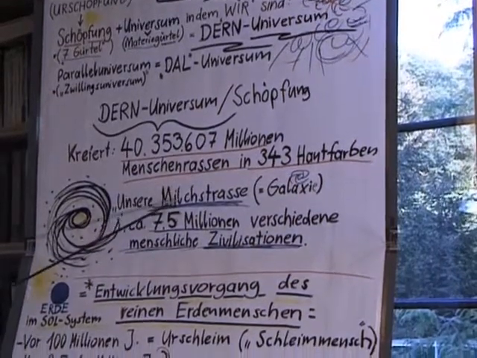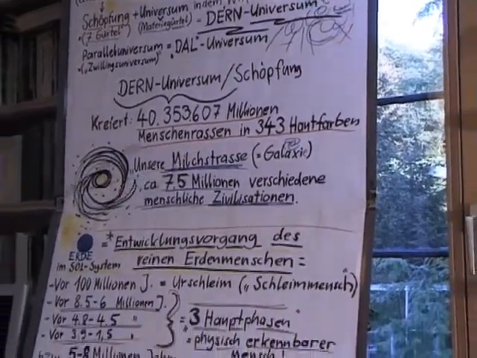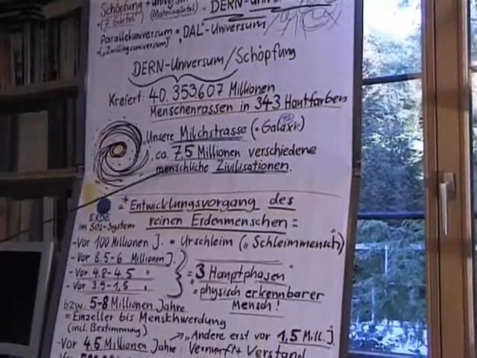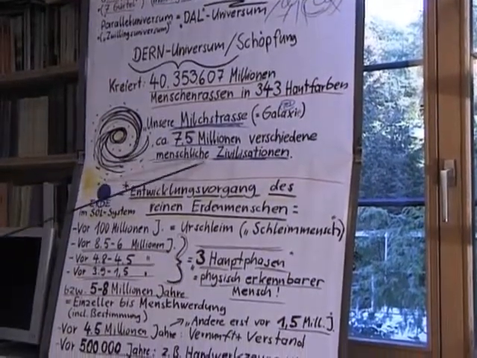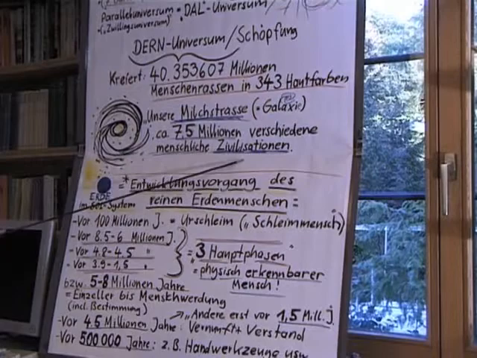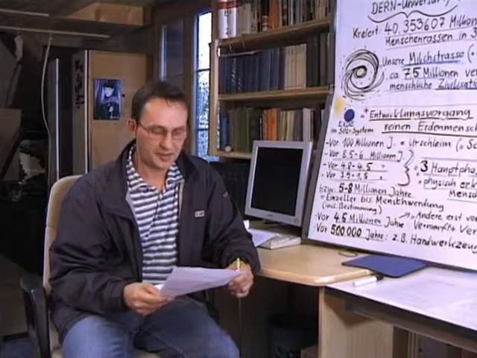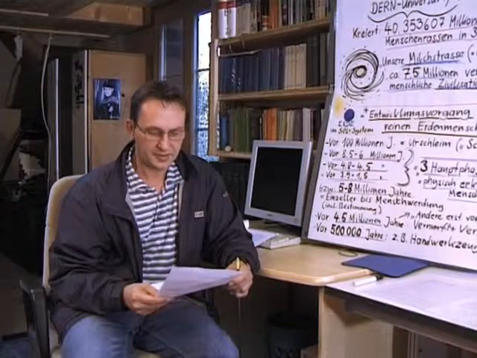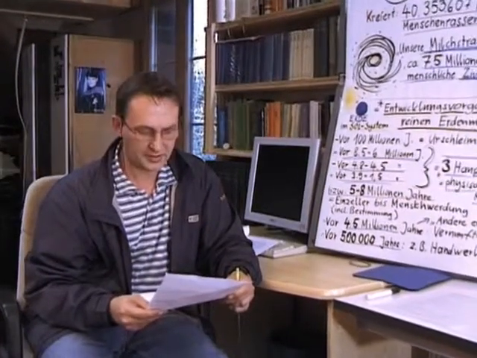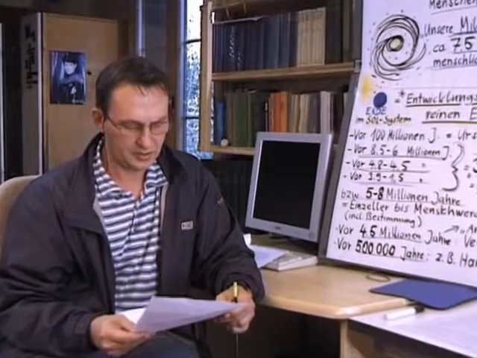In our galaxy, the Milky Way, for example, you can read here that about 7.5 million different human civilizations exist. 646 billion years ago, the origin of our Earth resulted through the first concentration of gases. The beginning of the densification process, as is still occurring with Jupiter today, began 46 billion years ago.